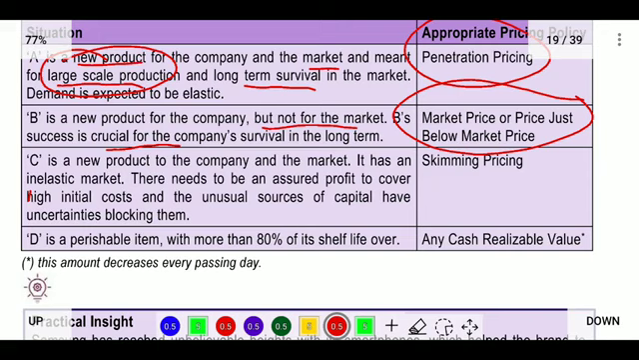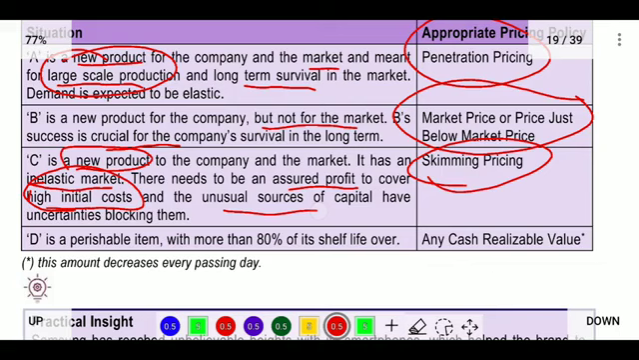Next, C is a new product for the company and the market. It has an inelastic market. There is a need to be assured of profit to cover high initial cost. So promotional expenditure is high. It is the skimming strategy.